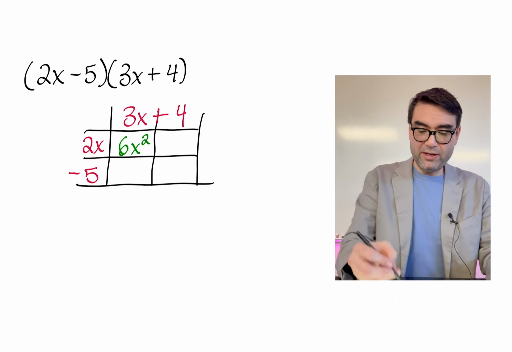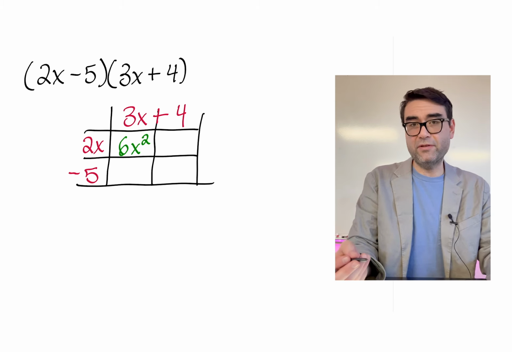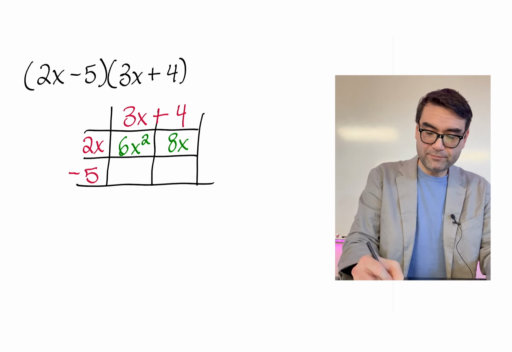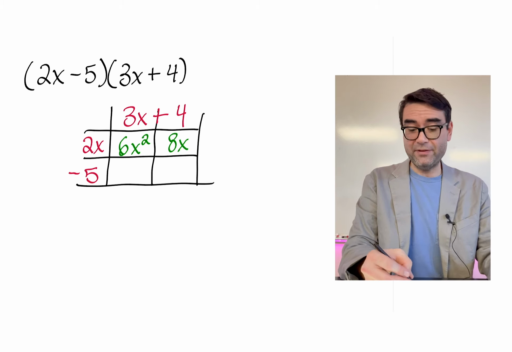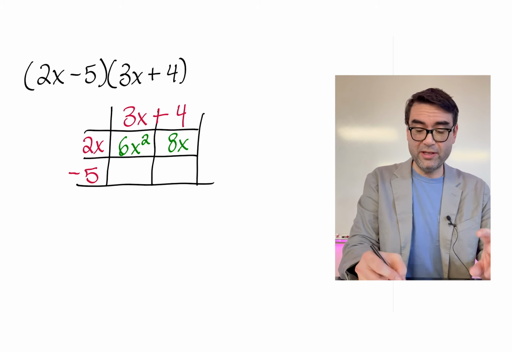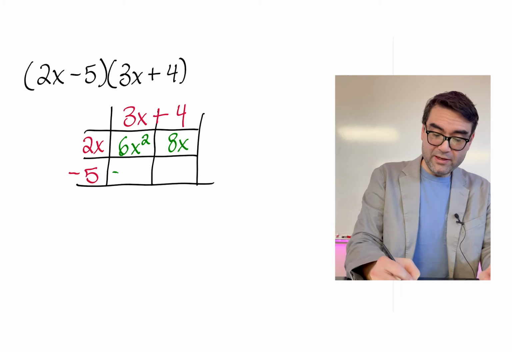Top right here, we do 4 times 2x, so 4 times 2 is 8, so that's an 8x term. On the bottom left, we do have 3x times a -5. So remember that 5 is a negative term. So 3 times -5 is -15, and that's an x term.